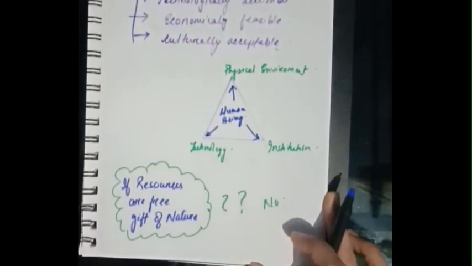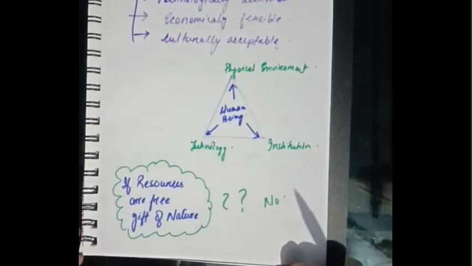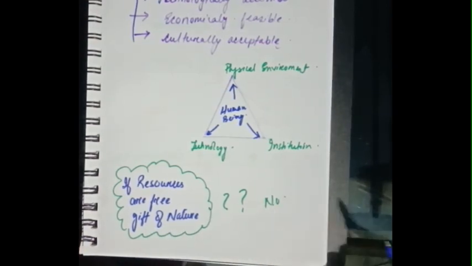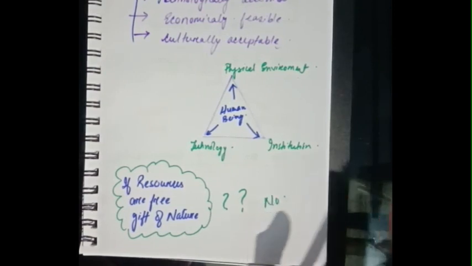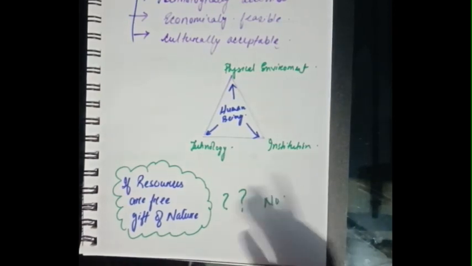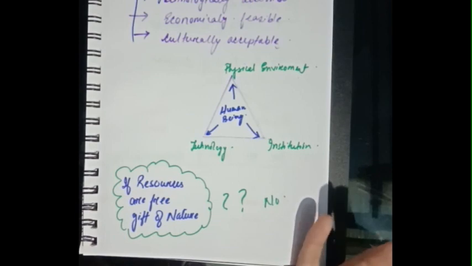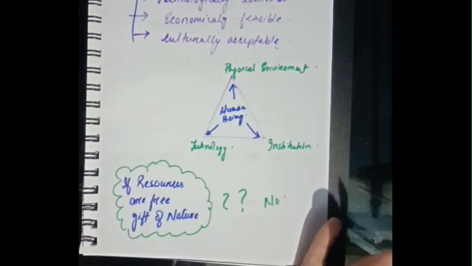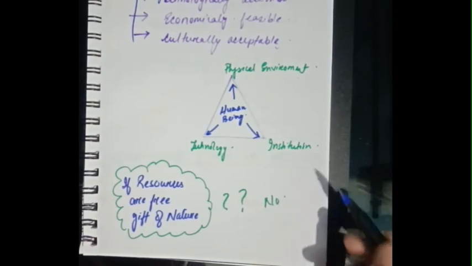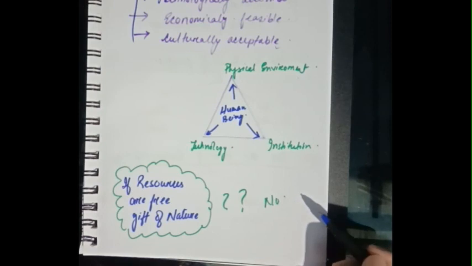Now, you may be thinking that these resources are a free gift of nature, and the answer is no, because resources are only a function of human activities. Let me explain this by taking a simple example. Nowadays, we have many online learning platforms like Google, YouTube, and many more. These online learning platforms we can consider as resources, and these resources were also made by human activities.